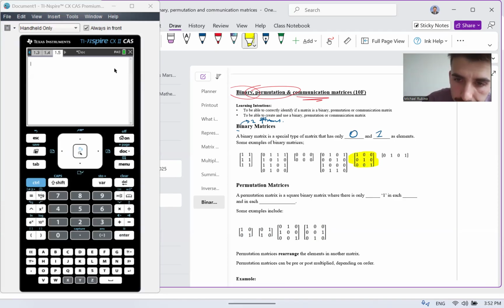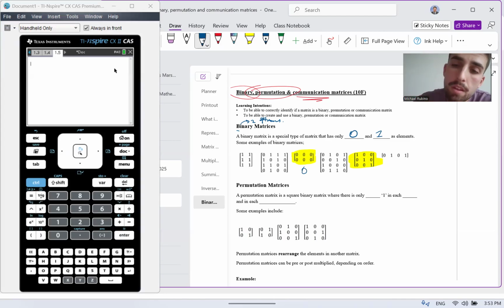Some examples of binary matrices are these. The most common two would be this one, which is known as an identity matrix. And this one would be known as a zero matrix. So you need to know what a binary matrix is. It's just a matrix that has 2 options, being 0 or 1.